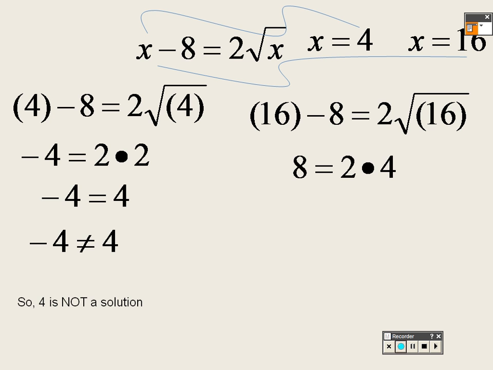16 minus 8 is 8. And I plug that in there, that's a 4. 2 times 4 is 8, so 16 does work. So you just got to double check to make sure your answers work here sometimes. That's why it's always a good idea to plug in your answer choices to make sure that they work.